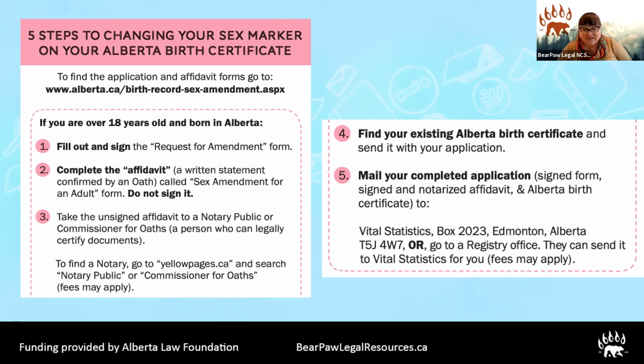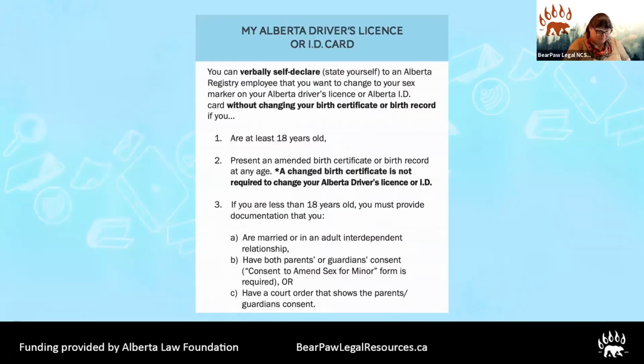Then find your existing Alberta birth certificate and send it with your application. Mail your completed application, the signed form, the signed and notarized affidavit, and the Alberta birth certificate to Vital Statistics, Box 2023, Edmonton, Alberta, T5J 4W7, or you can go to any registry office and they can send it to Vital Statistics, but there will likely be fees applied there as well.